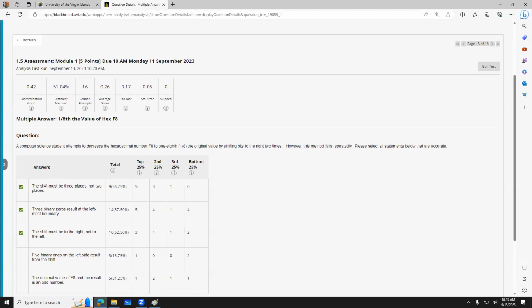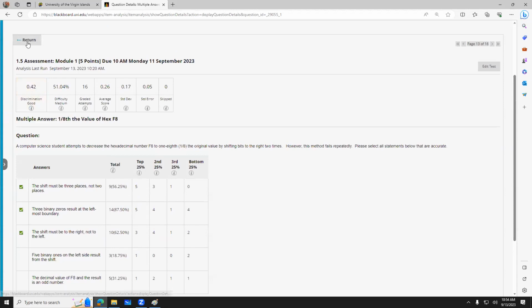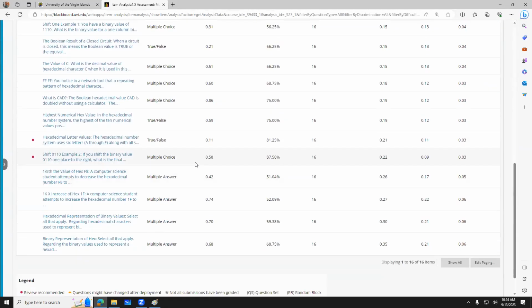The shift must be 3 places, not 2 places. 3 binary boundaries result at the leftmost boundary. The shift must be to the right, not to the left. Did we say he was shifting to the... oh, no, that is a correct statement, even though the student was doing it correctly. So those are correct statements. And the question reads, select the statements that are correct. The only 2 statements that are incorrect are the last 2. Any questions about this multi-answer item? Moving right along.